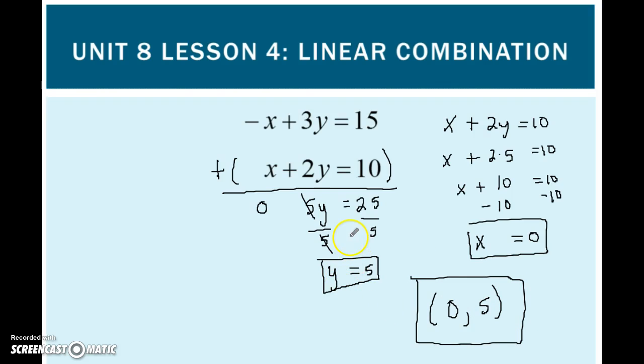And again, you should always check your answer. So 0 plus 2 times 5, so 10. 0 plus 10 equals 10. That one checked out. Trying this one, a negative x, so a negative 0, that's still just 0. And then my y coordinate is 5. 3 times 5 does equal 15. So this one does check out.